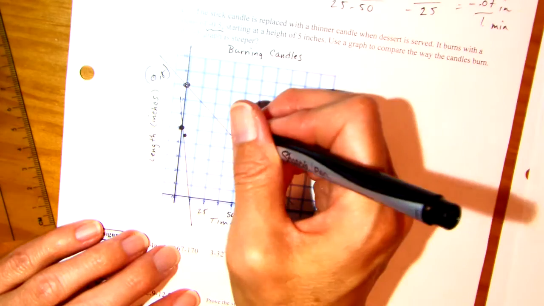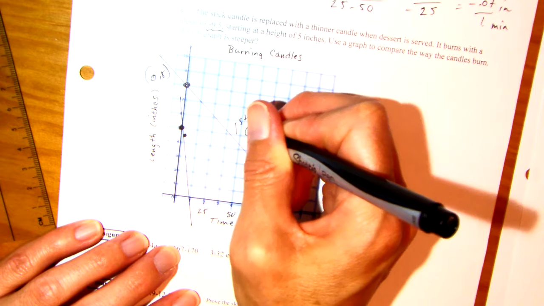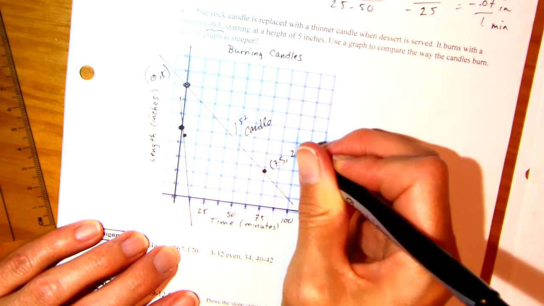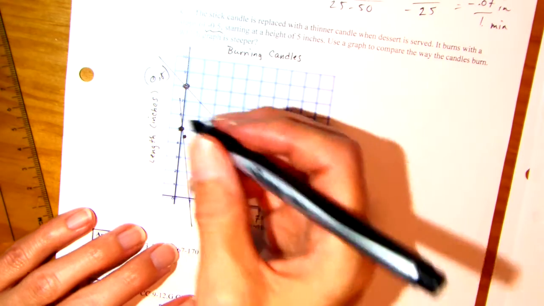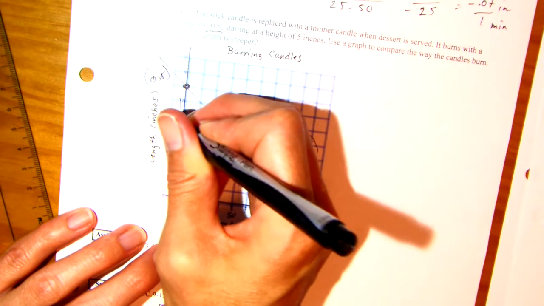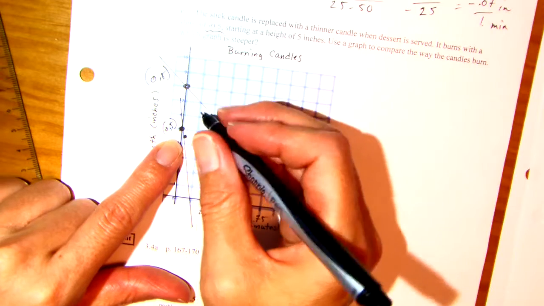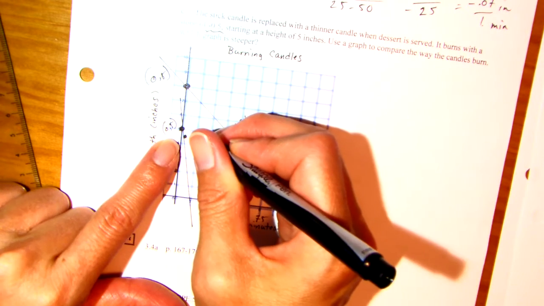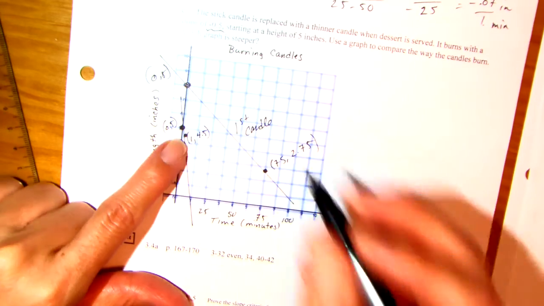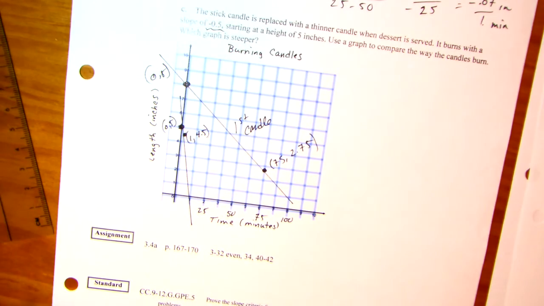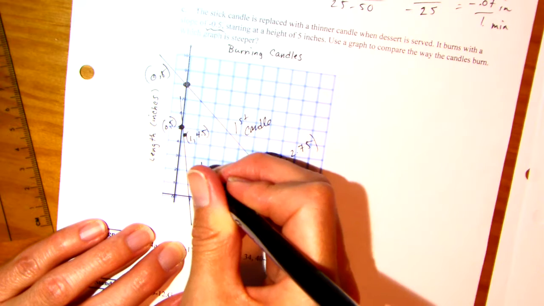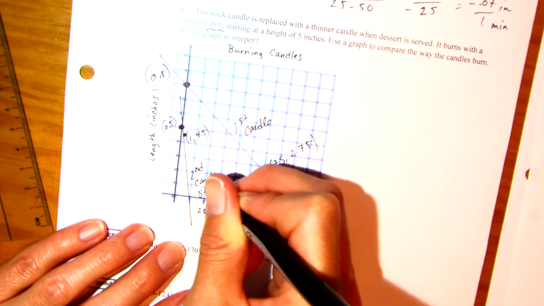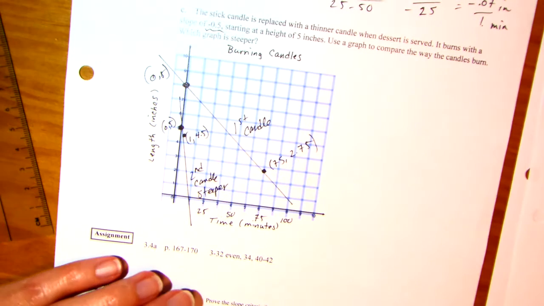Alright, so this is my first candle. We have this 75, 2.75. And then here's my second candle. And it went down a half inch, so 1 and then 4.5. So it's kind of hard to do. Well, which one's steeper? Obviously this one. This is steeper. It's going down a lot faster. Okay?